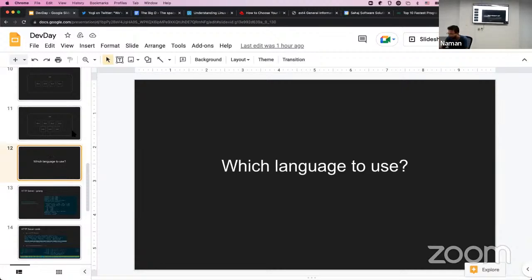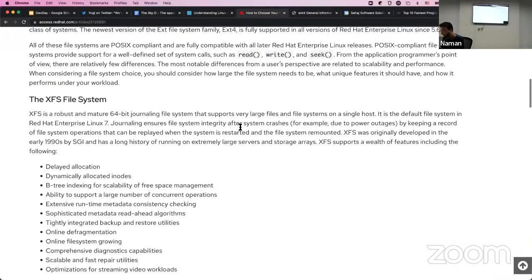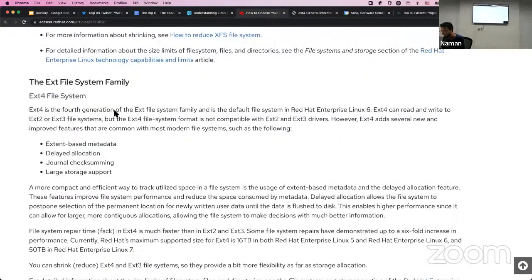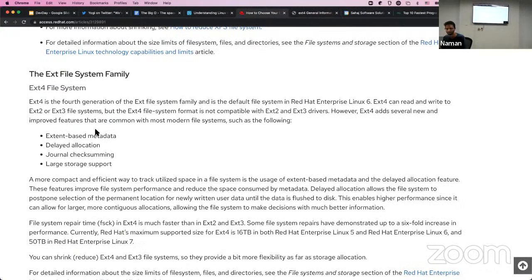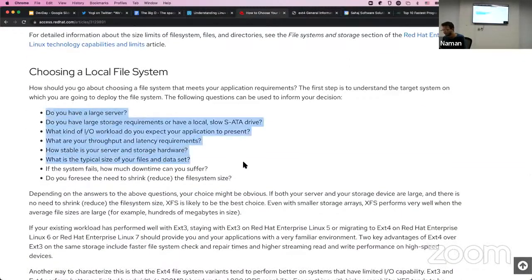And this is where we had to do some research. This is a really nice article that I came across recently, which talks about XFS as well as the ext4 file system, which is the default for RHEL as well as Ubuntu. Most of the file systems that we usually use are ext4, right? And these are the questions you need to keep in mind when you think of which file system you should use, how you have large servers and all of these things.